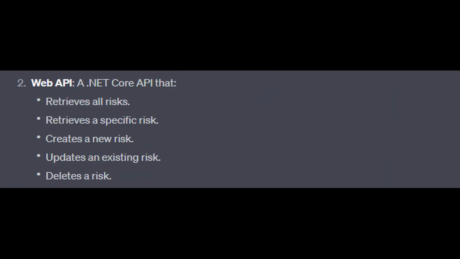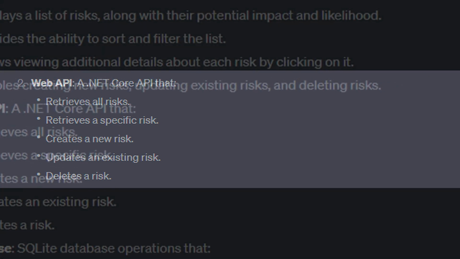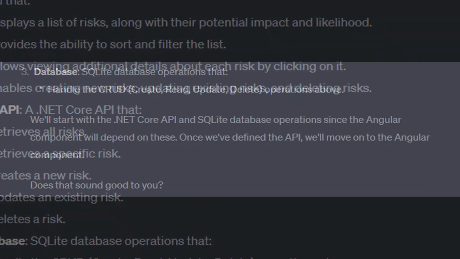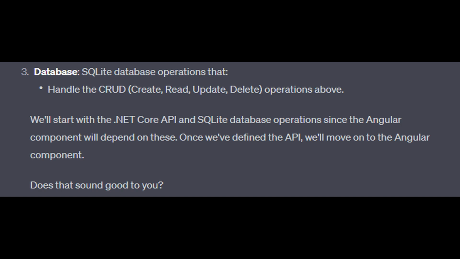2. Web API: a .NET Core API that retrieves all risks, retrieves a specific risk, creates a new risk, updates an existing risk, and deletes a risk. 3. Database: SQLite database operations that handle the CRUD (create, read, update, delete) operations above. We'll start with the .NET Core API and SQLite database operations, since the Angular component will depend on these. Once we've defined the API, we'll move on to the Angular component. Does that sound good to you?